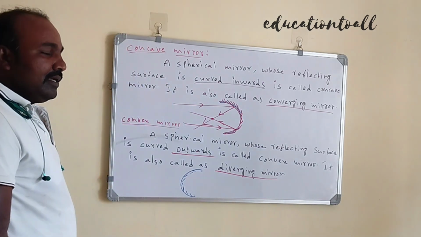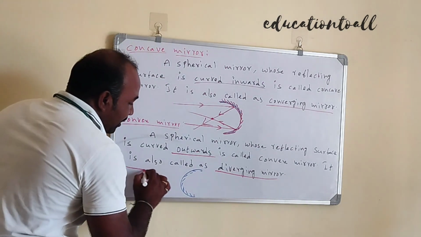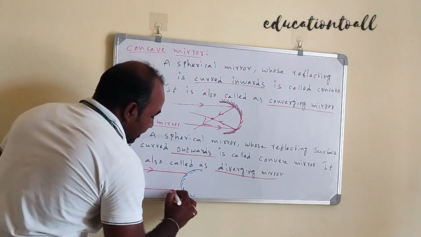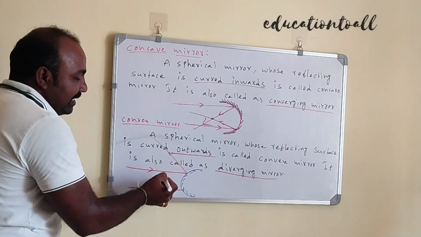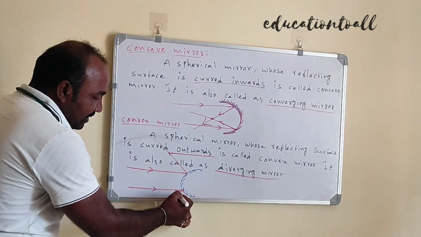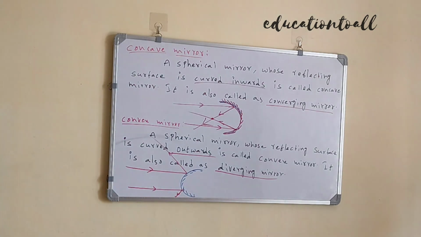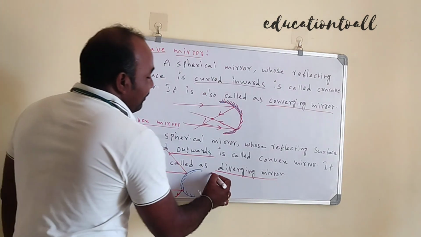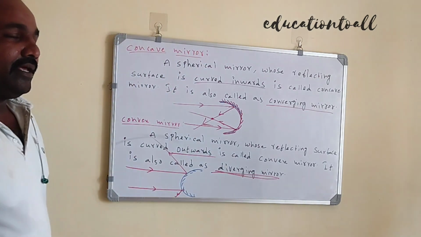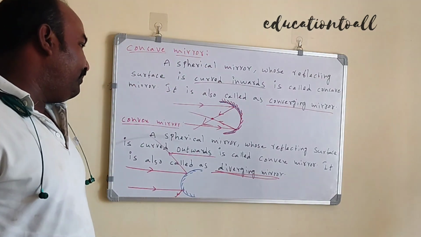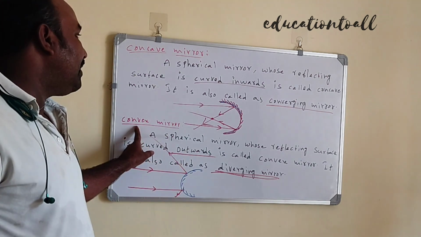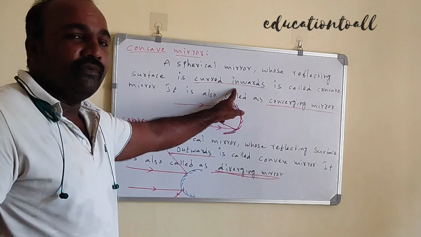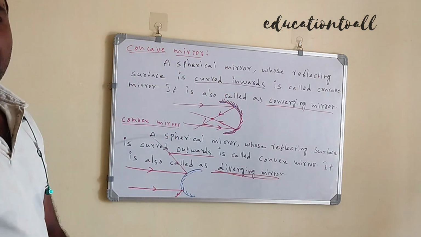Why? Because the incident rays fall onto the mirror like this. Two rays travel parallel to each other. After reflection, the reflected rays diverge. This reflected ray also diverges. So it is called a diverging mirror. So convex mirror and diverging mirror are the same. The reflecting surface being outward is called a convex mirror. The reflecting surface being inward is called a concave mirror.